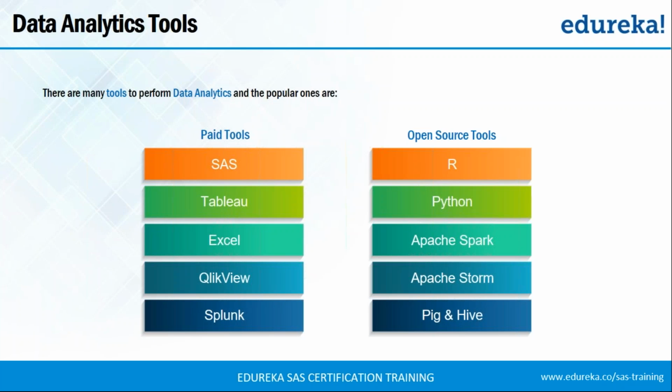There are several tools in the market for analytics. There are paid tools, there are open source tools. In the paid tools, SAS actually holds in the leaders quadrant of Gartner. There are other visualization tools like Tableau. Excel is a good old tool, QlikView, Splunk, and open source R is actually coming up fast, so is Python. And I would say in the open source tools, R is right now leading, but Python is coming up because of more features in Python than what R has. Apache Spark, Apache Storm, Pig, and Hive, these last three are actually components of Hadoop. So these are other tools which are used for data analytics.